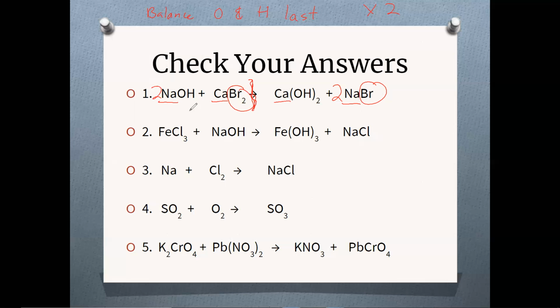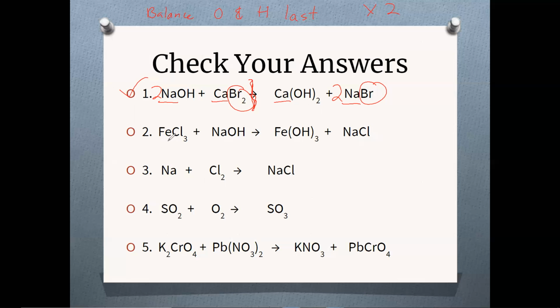I need to put a 2 and make sure there's 2 sodiums on the left and 2 sodiums on the right. Okay, so now all I have to do is make sure that my oxygens and my hydrogens are still copacetic. So I have a 2 here. That means there's 2 total oxygens on this side. I have this OH2, which means there's 2 total oxygens on that side. 2 hydrogens on this side, 2 hydrogens on that side. We're balanced. Perfect. Moving on.